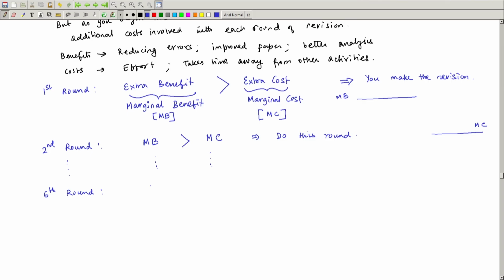lines. But now notice you really have to put in a lot more effort in getting these positive improvements in the paper. So, it is likely that you are going to reach some point, possibly the sixth round, where you are still going to be able to improve the paper. There is still going to be a positive marginal benefit, but the marginal benefit actually is lower than the marginal cost, right, because the extra cost that is needed to improve the paper even more has gone up so much, right, that essentially now this marginal cost line.